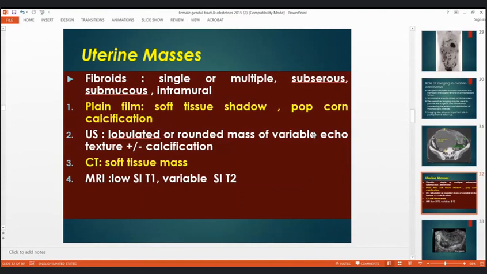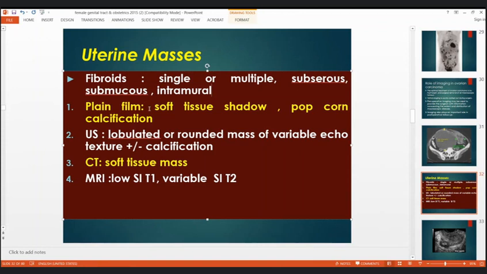Now we come to the problem of uterine masses. The most common uterine masses seen in clinical practice are fibroids, seen as single or multiple, intramural, subserous, or submucous. Subserous means that they are peripheral. They could be pedunculated subserous lesions. Submucous means that they are protruding into the endometrial cavity, and intramural means that they are within the muscle of the uterus.